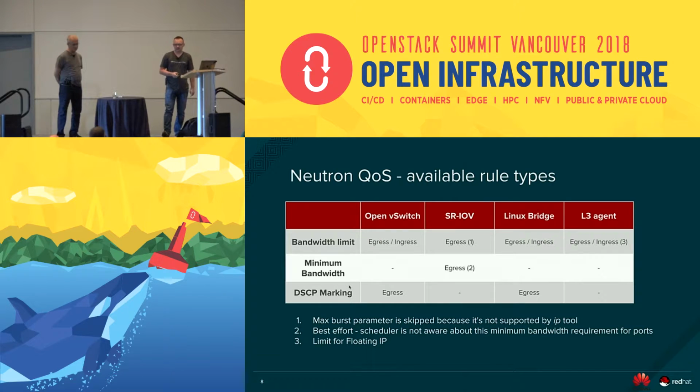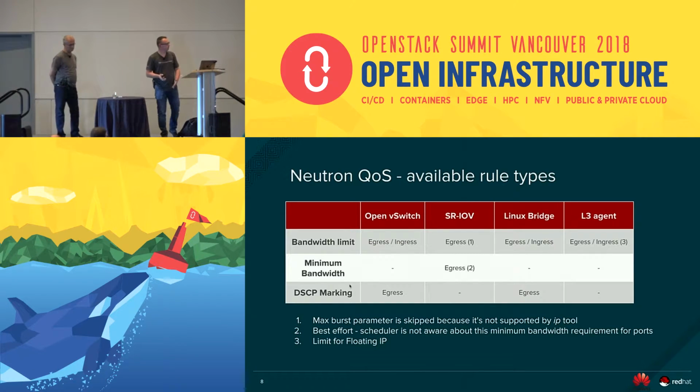Speaking about backends and rule types, different backends support different rule types. Here's the matrix of what is current state in Neutron. So as you can see, bandwidth limit is supported for Egress and Ingress traffic by Open vSwitch, Linux bridge, L2 agents, and also by layer 3 agent for floating IPs. SRIOV supports only egress traffic limiting.